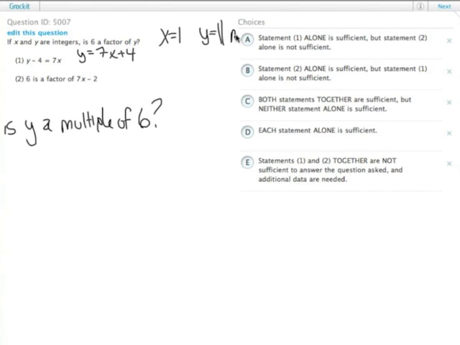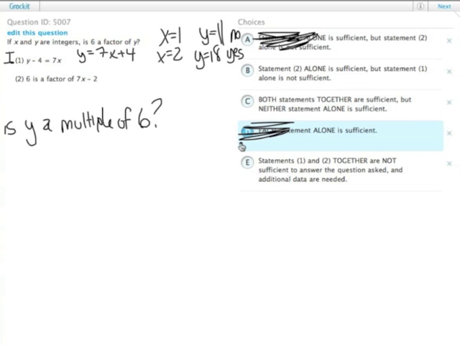The answer is no, 6 is not a factor of y. If we pick x equals 2, 7 times 2 is 14, plus 4 is 18. y equals 18. 6 is a factor of y. So since the answer depends on what x is, statement 1 is insufficient, because "it depends" is never sufficient for yes/no. So we get rid of A and also D.